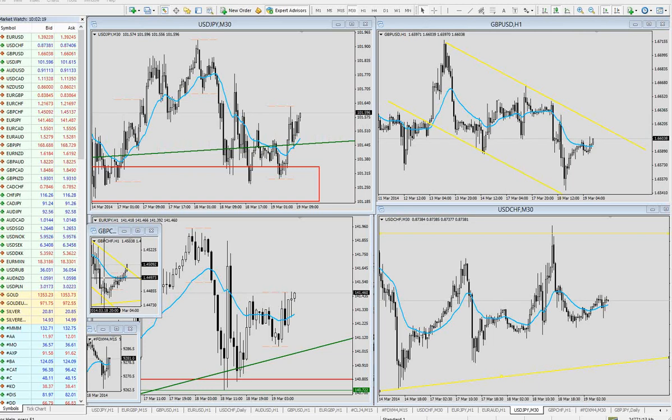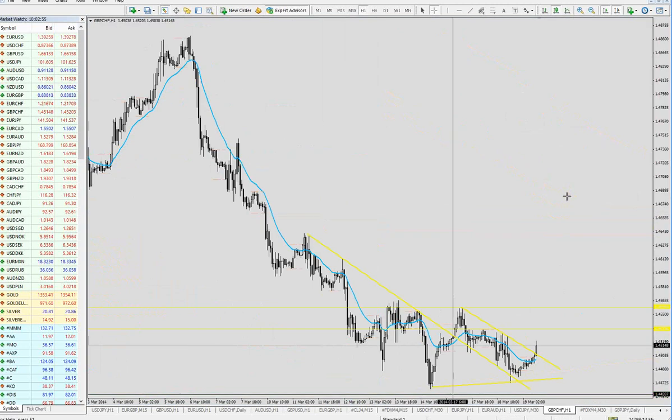So what we can expect today? Let's go through some charts just to show you what we are going to watch today. Let's start with the first mover right now, with British pound.